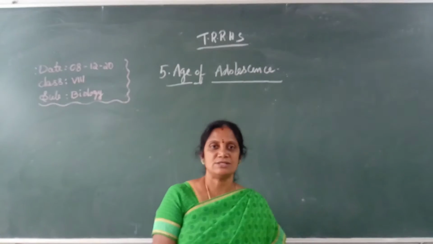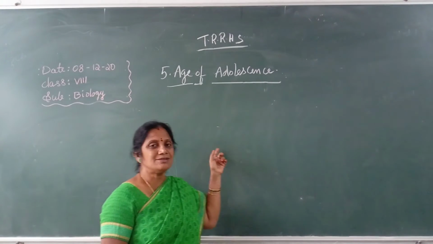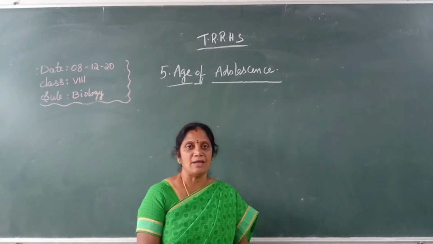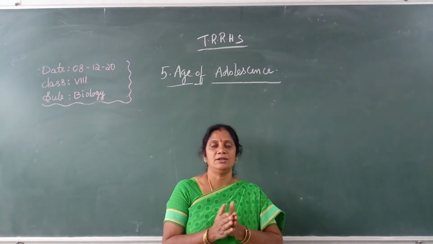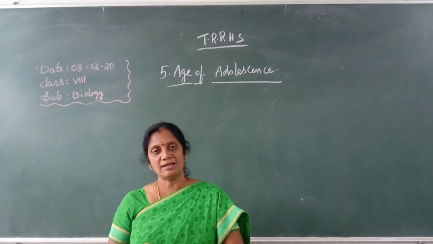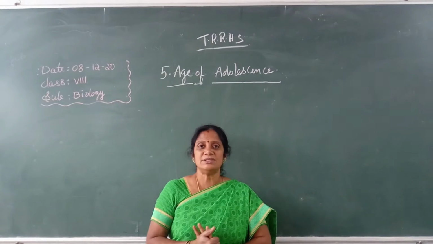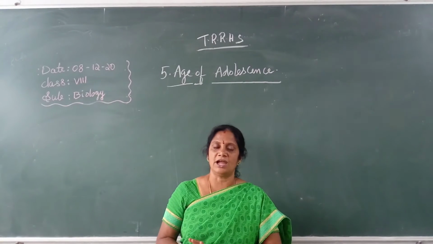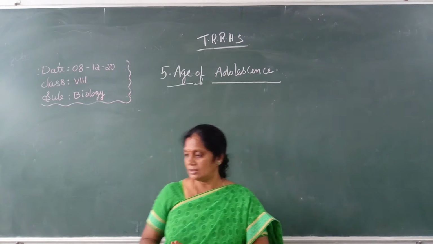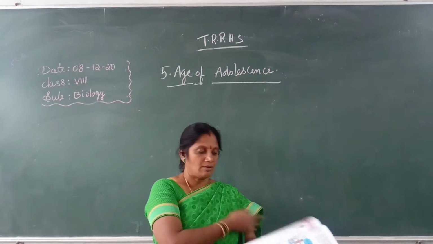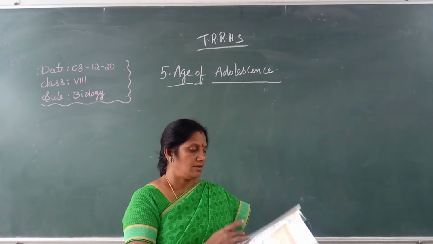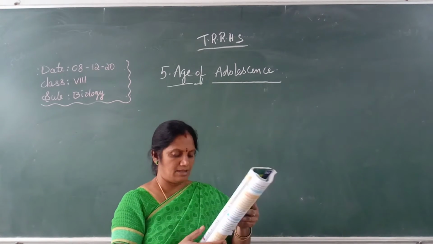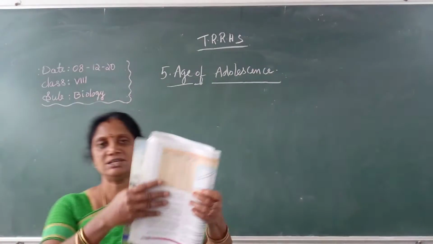In the previous class we discussed the age of adolescence. The growth period between 10 to 19 years is called adolescence. First we will discuss what type of changes occur in our growth during this adolescent period. Observe in your textbook, Table 1 on page number 72. Just look at the table here.